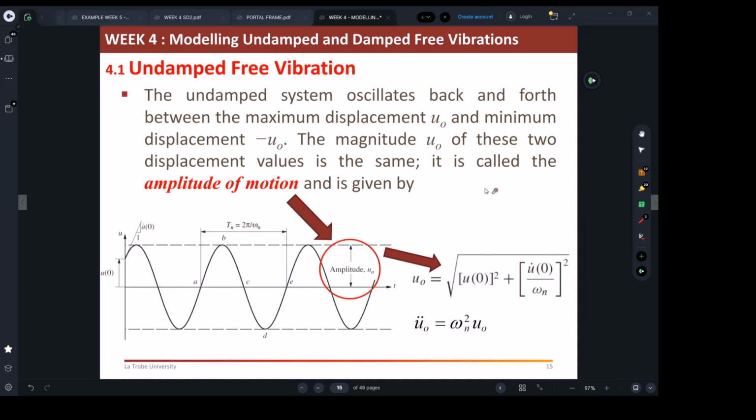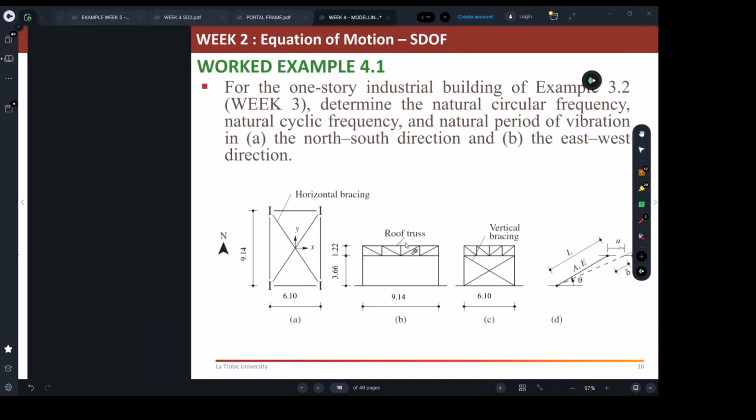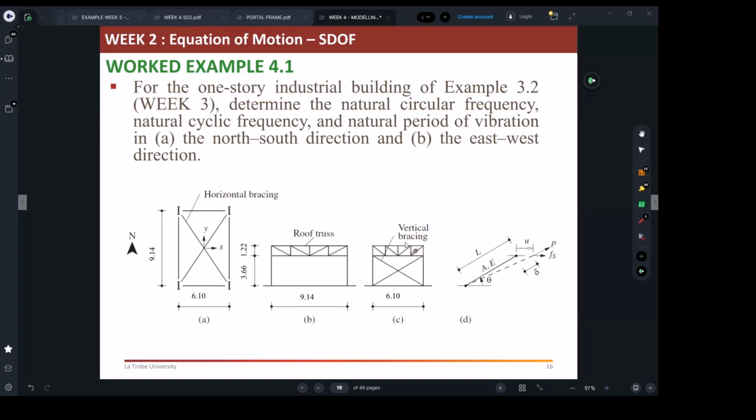So the maximum amplitude can be calculated from here, and the maximum acceleration can be calculated as well from these formulas. They're kind of analytically derived. If you want to know how, they are clearly available in the textbook. But this subject is not asking you to do that.